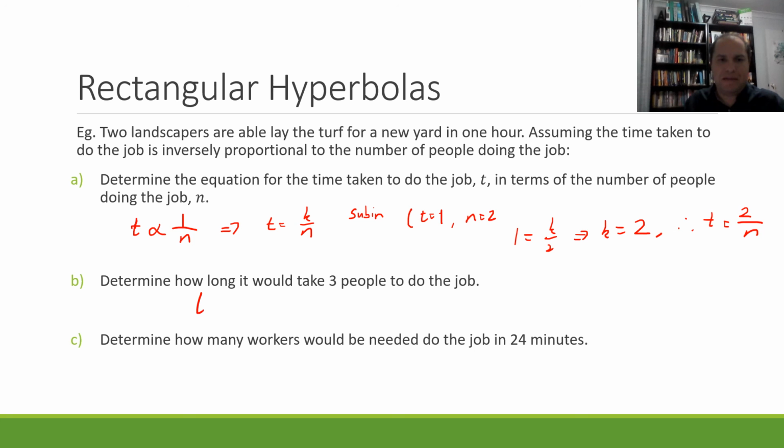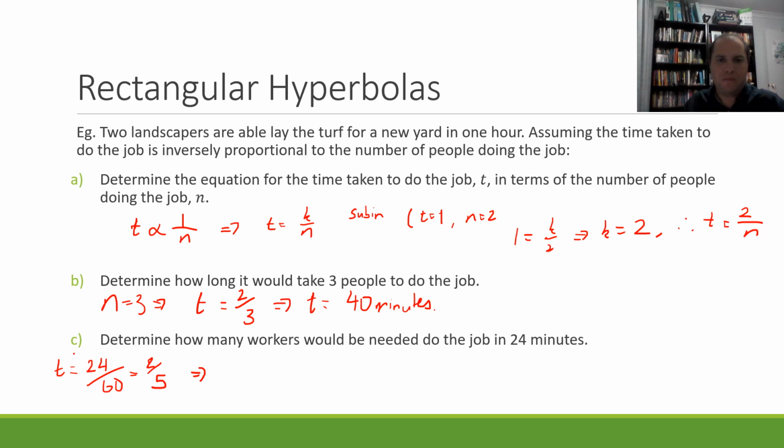So that means n equals 3. So t equals 2 over 3. Now that's in hours. So that's t equals 40 minutes, 2/3 of an hour. Determine how many workers it would take to do the job in 24 minutes. Alright, so for this one, time equals 24 minutes out of 60 minutes in an hour. So as a fraction, that is 2/5.